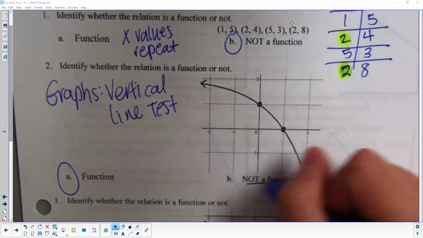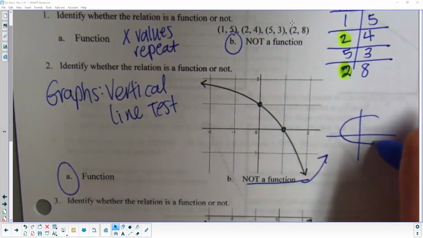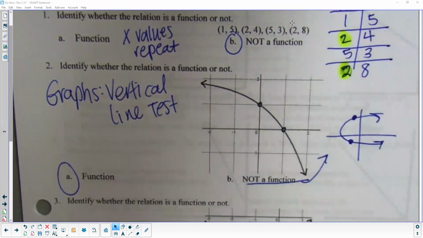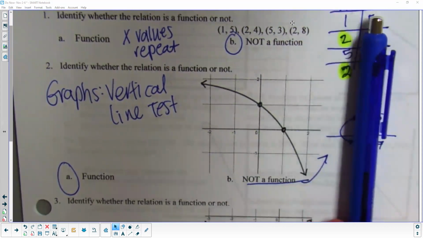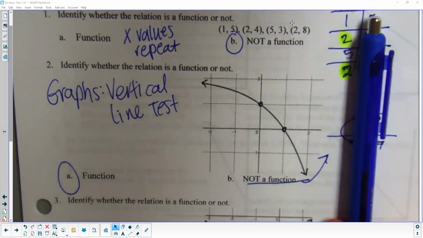Now, something that's not a function looks like this, that if I had something that touches here and something that touches here, okay, that would not pass the vertical line test. It touches here and here at the same time. It touches my pencil 2 times.